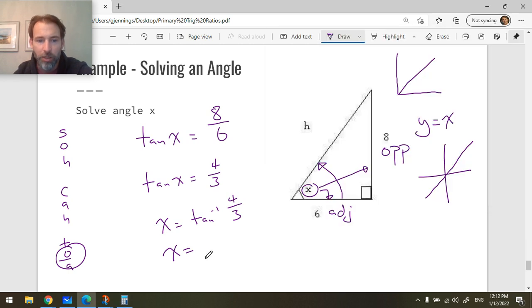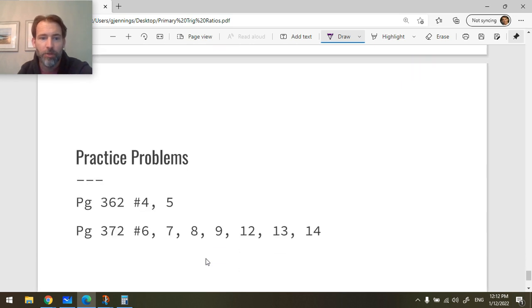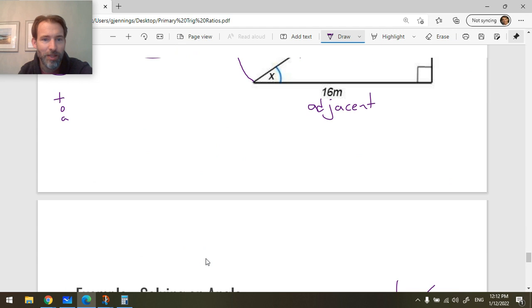53.1, and we're going to round to 1 degree. Give your answers rounded to 1 degree unless you are asked for something else. 1 degree is plenty of detail. Okay, so then we've got practice problems already. So that's how you do it.